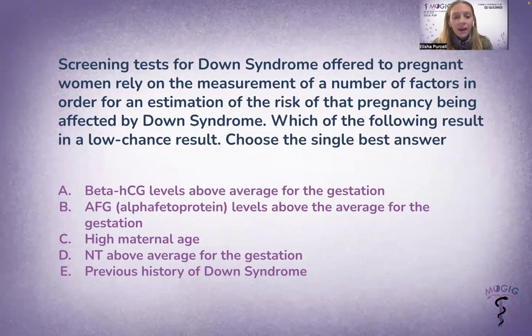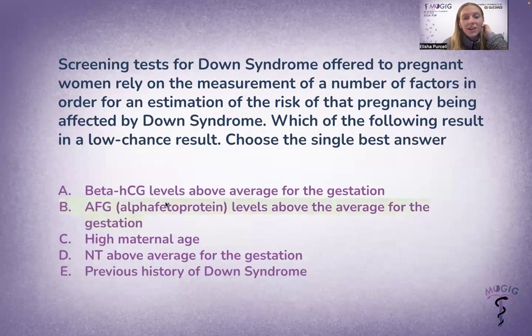B, AFP levels above the average for gestation. C, high maternal age. D, nuchal translucency above average for gestation. And E, previous history of Down syndrome. Apologies about the typo. B's not AFG, it should be AFP. So which one do you think of these results in a low chance result of Down syndrome?